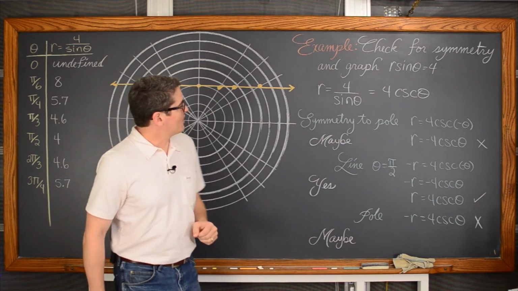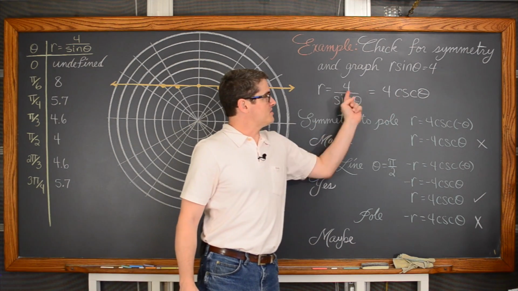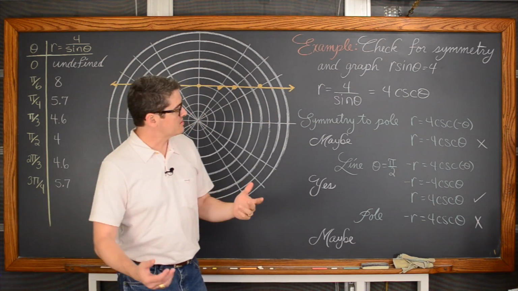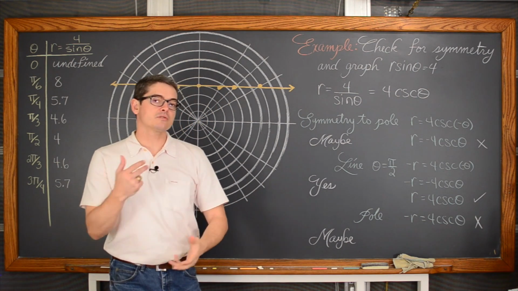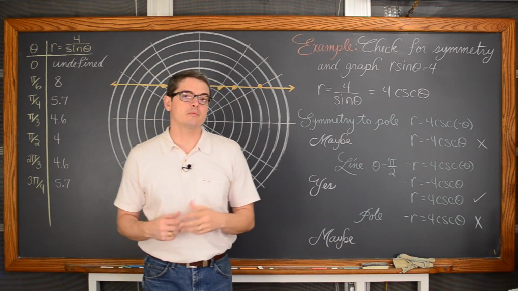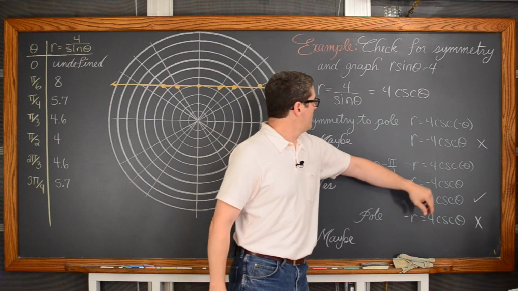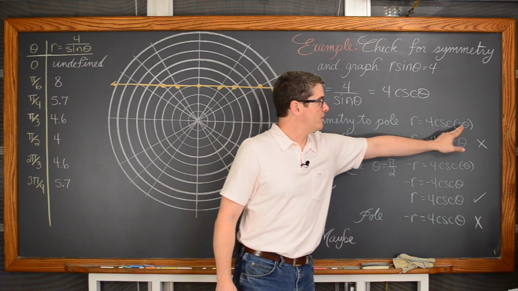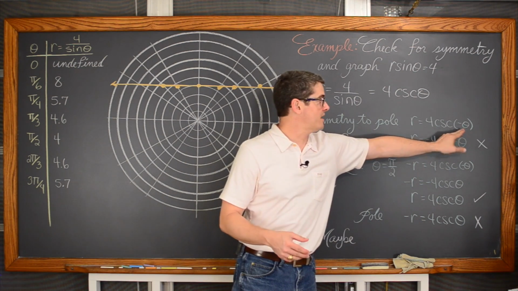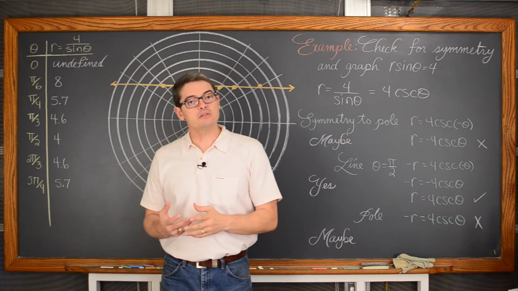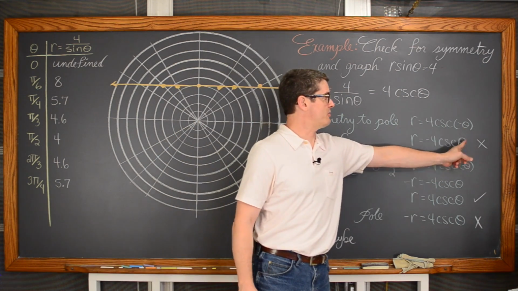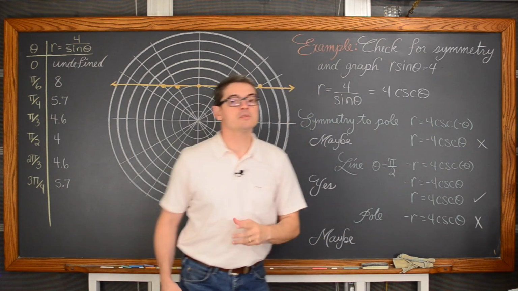All right, well, we have, let's see here, r is equal to 4 cosecant of theta, and since cosecant is based off of sine, sine's an odd function, so thus our cosecant function is going to be odd as well. What does that mean? When we check for symmetry to the pole, we replace theta with negative theta. That means that r is now equal to -4 cosecant of theta, because with odd functions, if you plug in opposite numbers, you get out opposite answers.